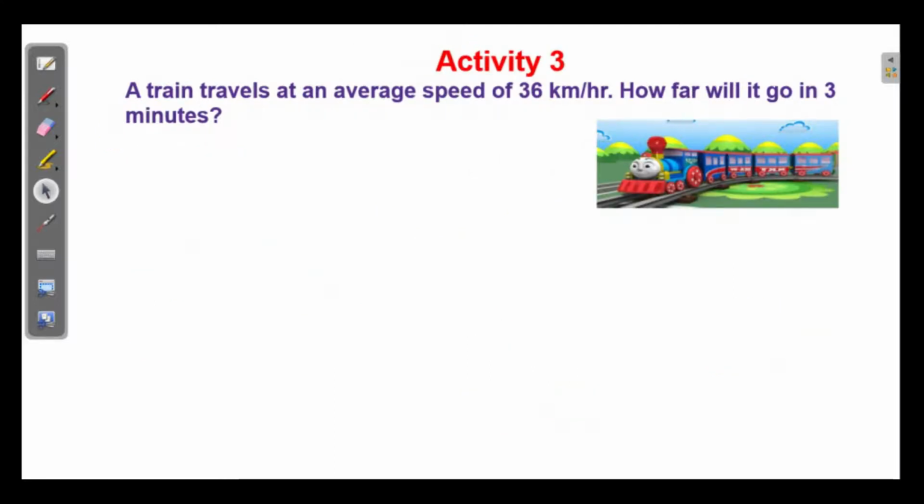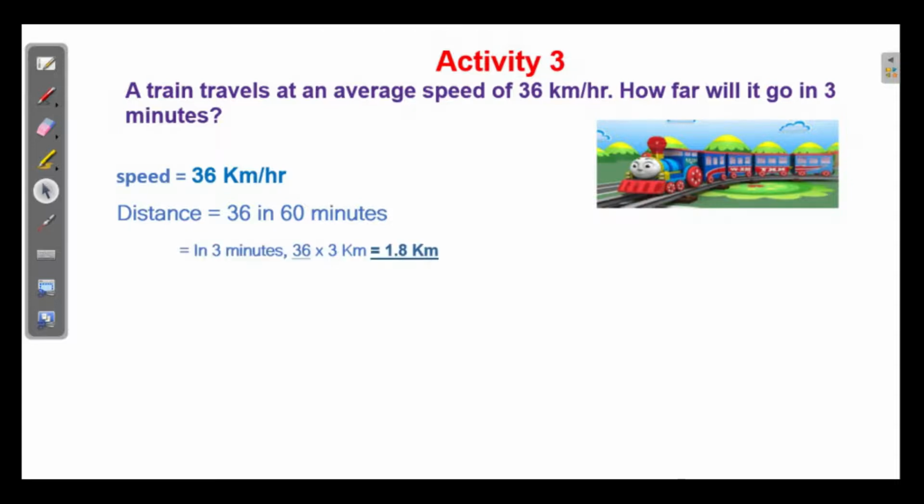The third activity is: a train travels at an average speed of 36 km per hour. How far will it go in 3 minutes? We know in 1 hour it goes 36 km. That is the speed. Then that is 36 km in 60 minutes. So in 3 minutes, 36 by 60 into 3 kilometer, that is 1.8 kilometer, that is without using the formula.